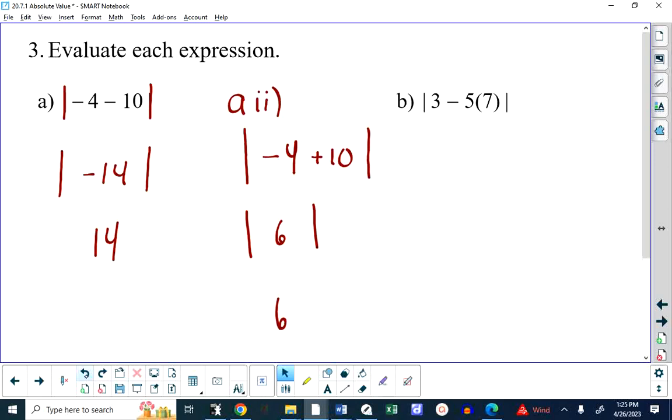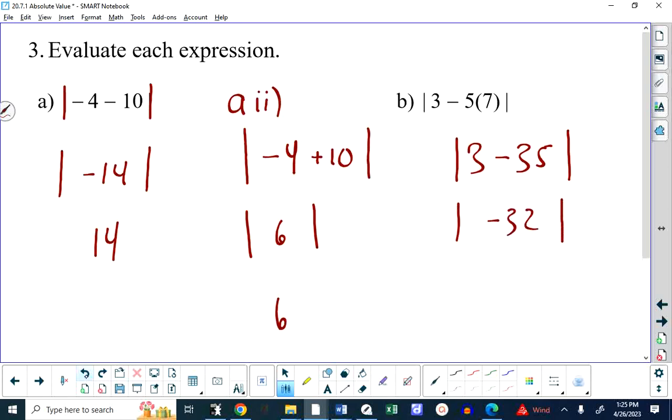The absolute value of 3 minus 5 times 7 is the absolute value of 3 minus 35. 3 minus 35 is negative 32. The absolute value of negative 32 is 32.